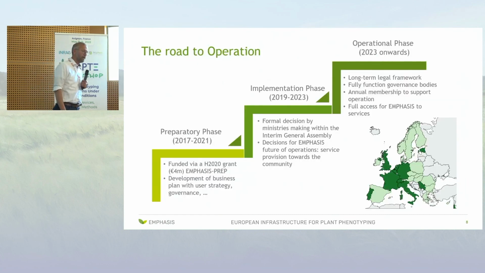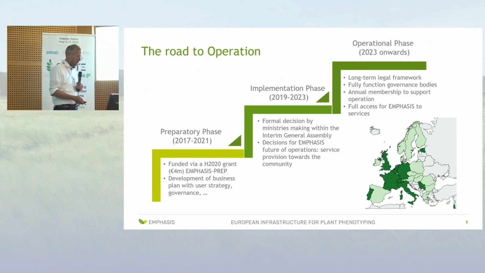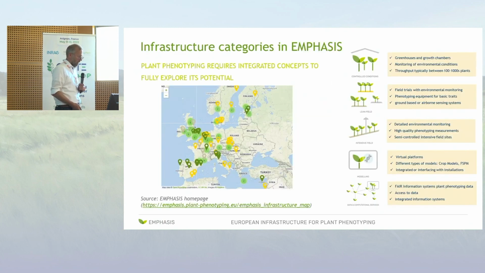What did we do for that? How did we get to this road to operation? Well, Roland and colleagues started several years ago. The preparatory phase ended last year. And meanwhile, the implementation phase has started to get EMPHASIS really established as an infrastructure project, which should lead to an operational phase in 2023, where all these different national infrastructures are to be connected and we have full access to them.